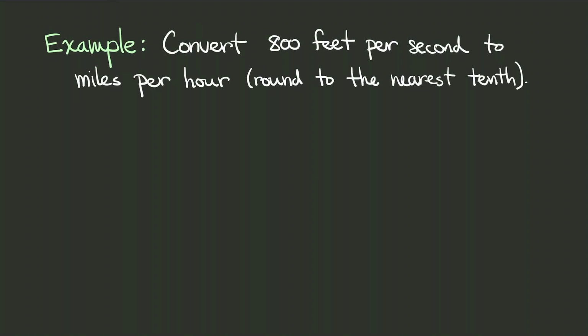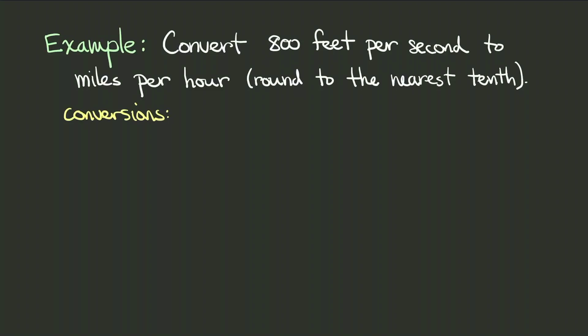In this video, we'll use dimensional analysis for unit conversions involving ratios. So in this example, we're supposed to convert 800 feet per second to miles per hour, and then we're supposed to round that to the nearest tenth. So the first thing to do is gather the conversions that we're going to need.